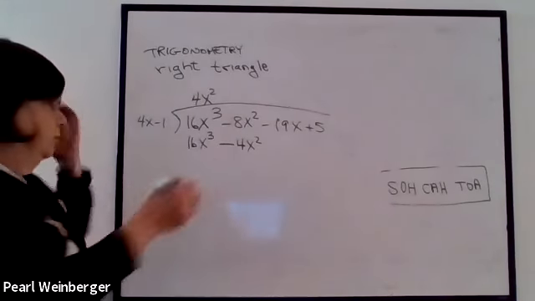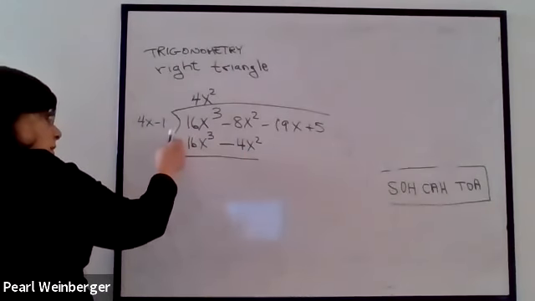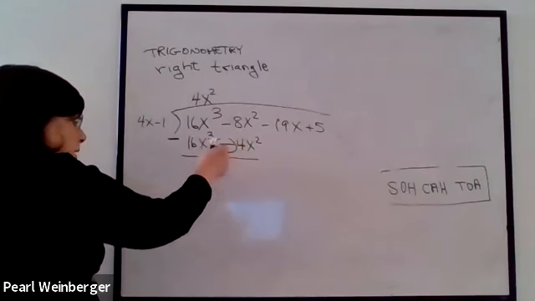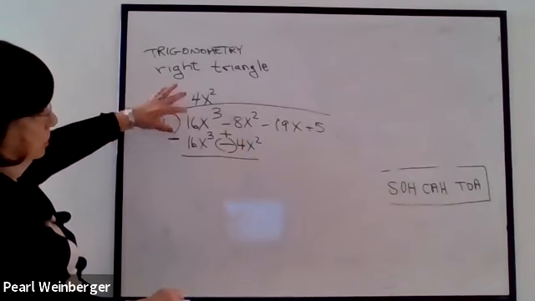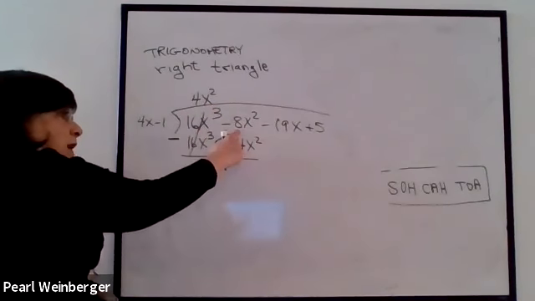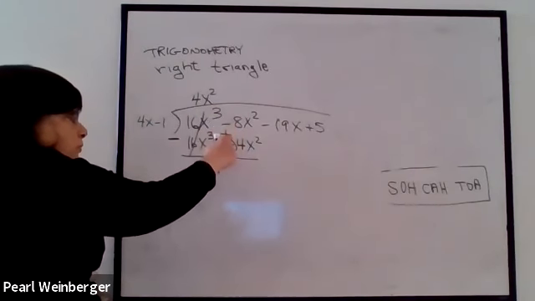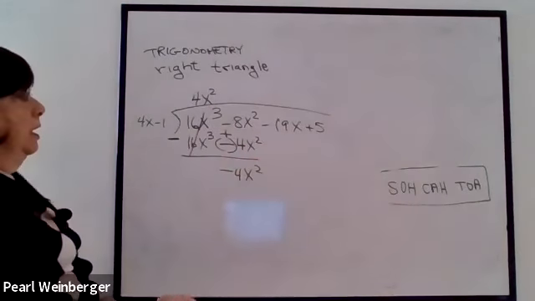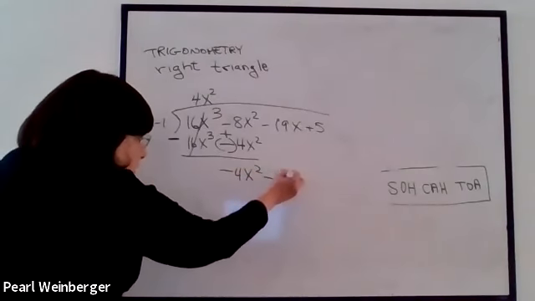And then the next thing I want to do is subtract. If I want to subtract, this is really a plus, that's going to become a minus. And this, which is a minus, is going to become a plus. 16x cubed minus 16x cubed just cancels. But here I have negative 8x squared and plus 4x squared, and a negative 8 plus a 4 gives me negative 4x squared. I bring down the next term, which is negative 19x.